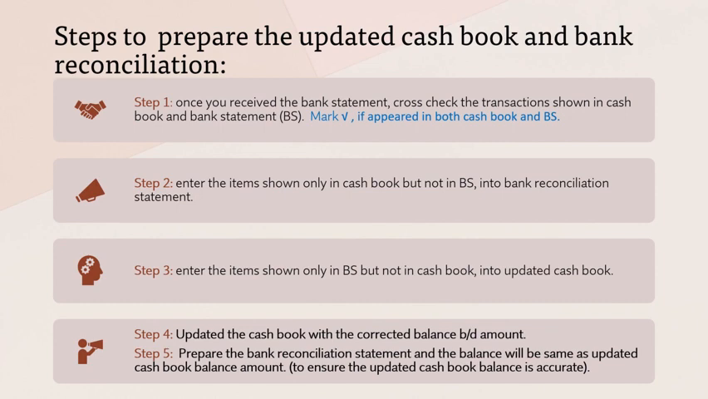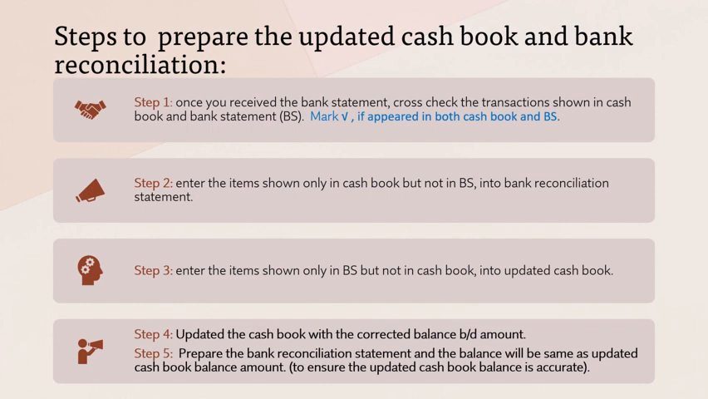So therefore, every month when I receive the bank statement, I have to cross-check the cash book I prepared against the bank statement I receive. If they are not the same, you must adjust. Okay, step 1. Once you receive the bank statement, cross-check the transactions shown in the cash book with the bank statement. BS is the bank statement. Mark a tick if it appears in both the cash book and bank statement. The remaining untick items are the ones I need to adjust.